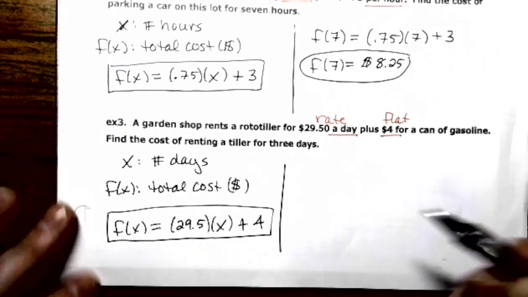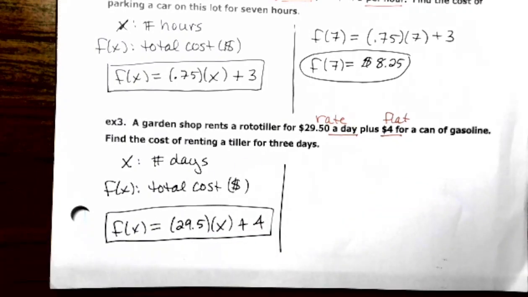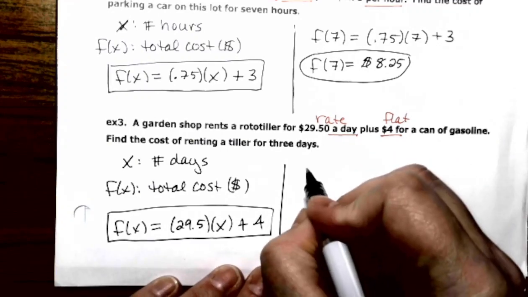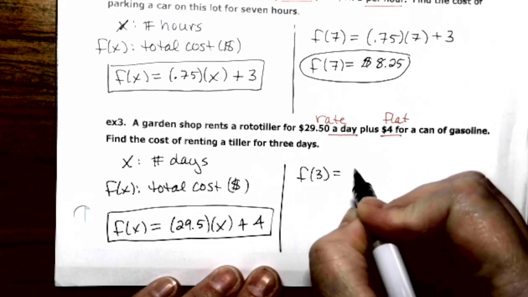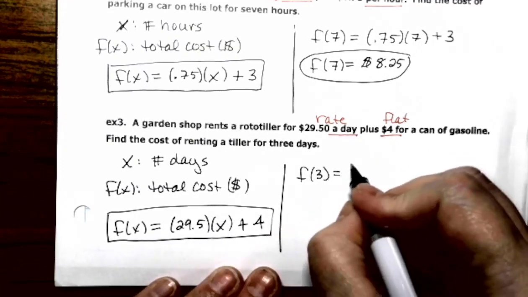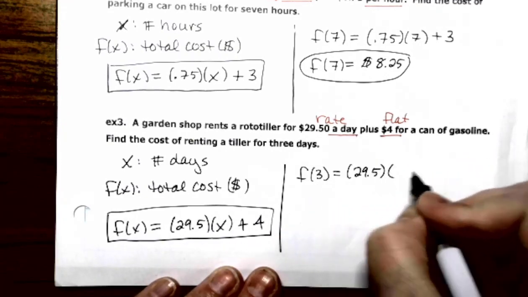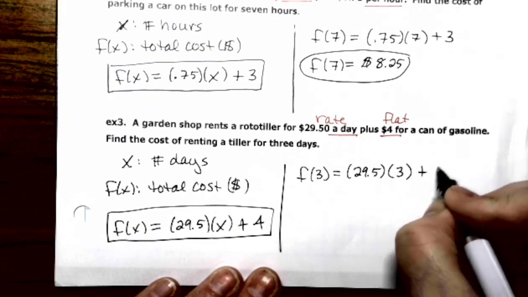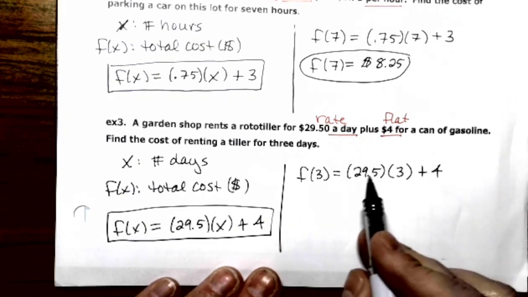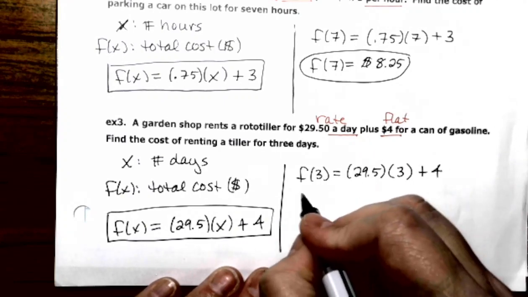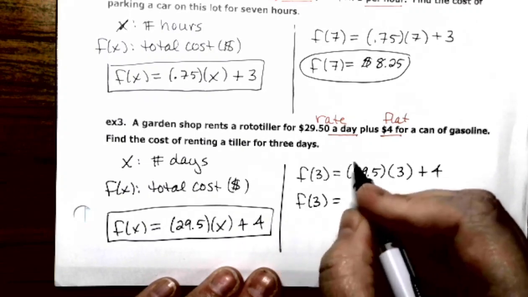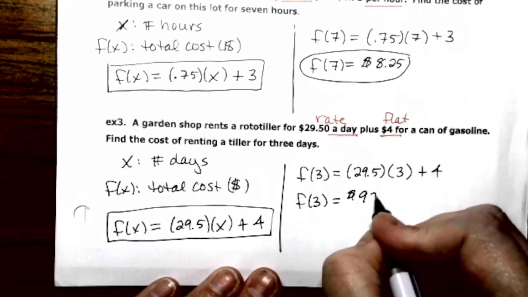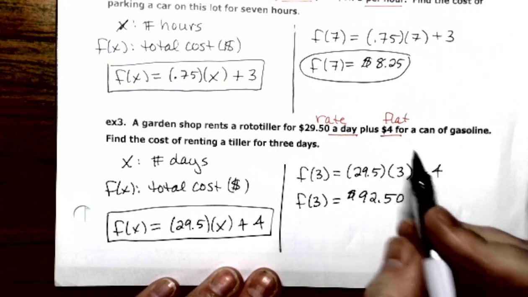There is our equation. All right, so now we're going to find the cost of renting a tiller for 3 days. So f of 3 equals, let's replace x with 3, 29.5 times 3 plus 4. Of course, multiply before you add. And it's going to end up costing us $92.50 to rent it for 3 days.